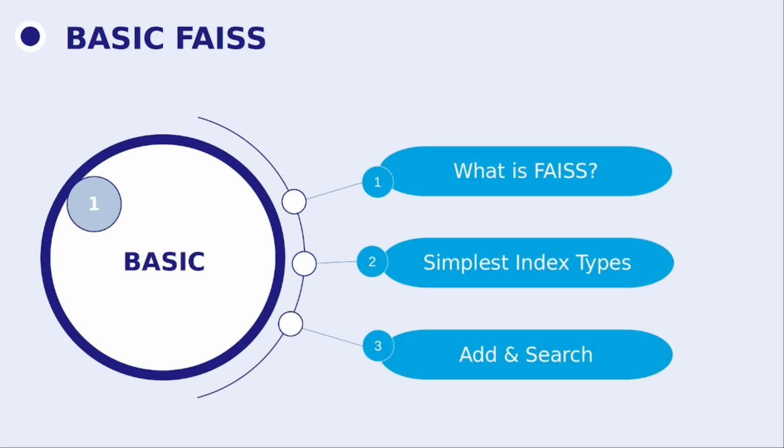In this phase, we will not focus on LLM, RAG, or databases. We will focus on one thing only: vectors and similarity search. Many beginners fail here because they mix everything together: FAISS, LLM, RAG, database. That is very confusing. So in this phase, no chatbot, no documents, no pipeline. Just FAISS doing its core job. By the end of this video, FAISS will feel simple and logical.